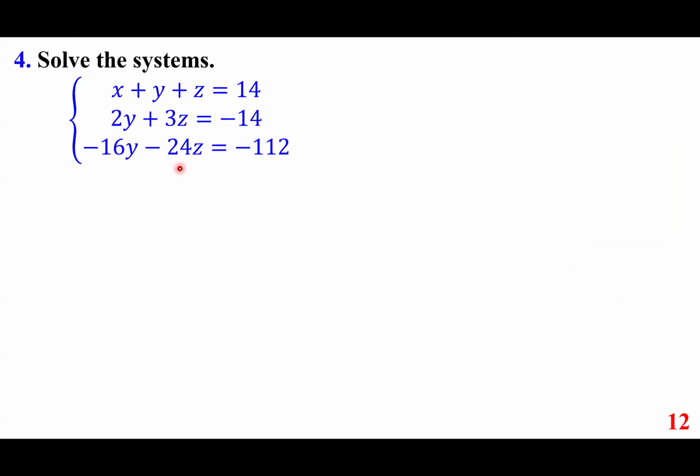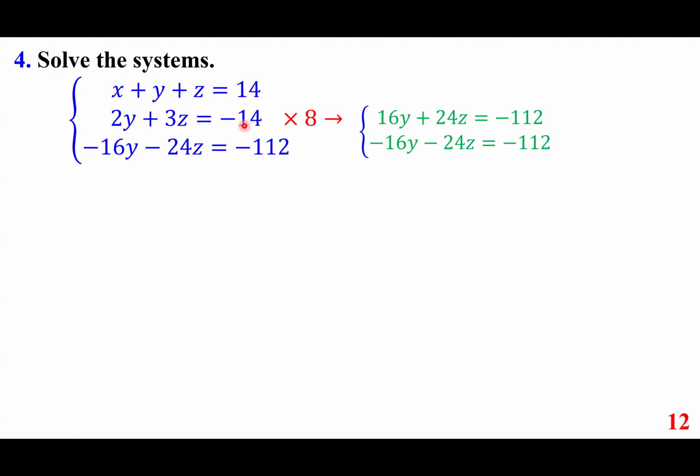All right, we want to solve this system. There are several ways of handling it. If we multiply this one by 8 and add it to this, let's see what happens. If I multiply by 8, I get 16y plus 24z equals negative 112.